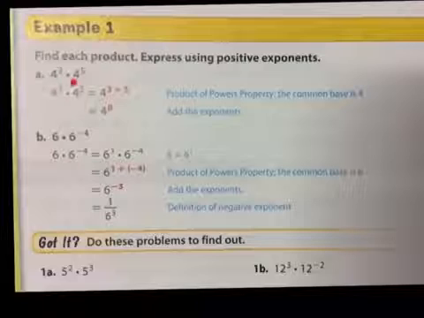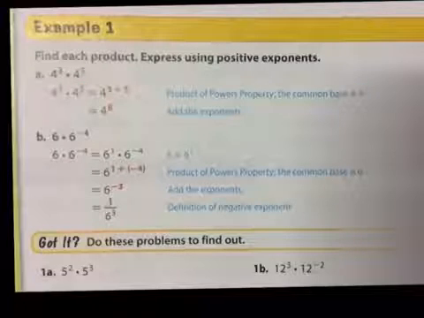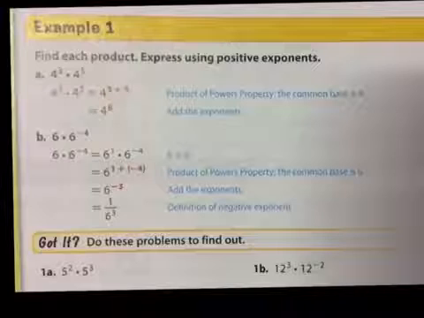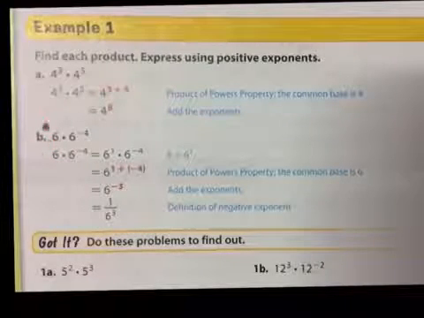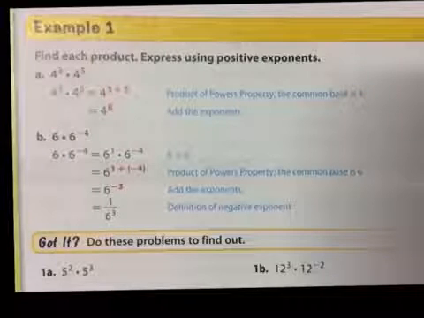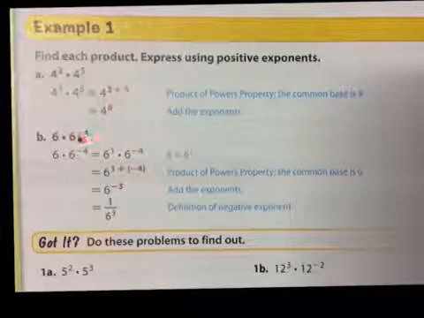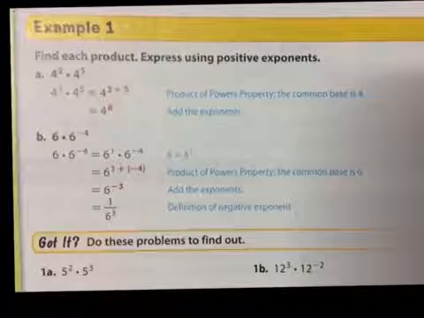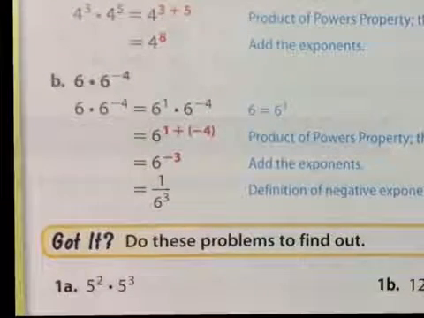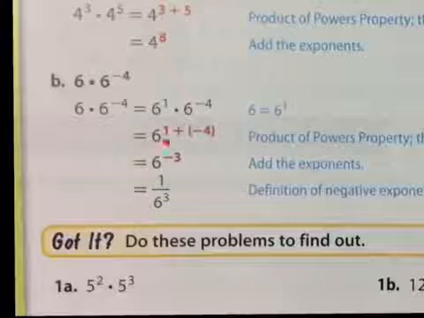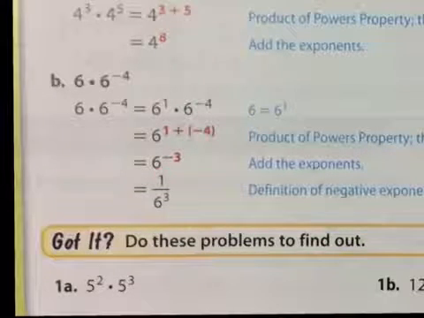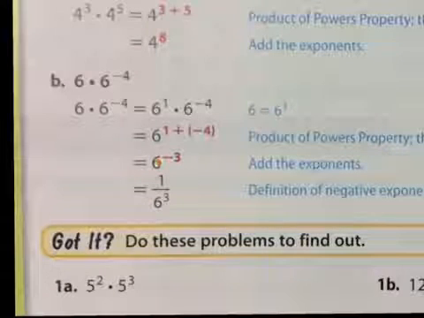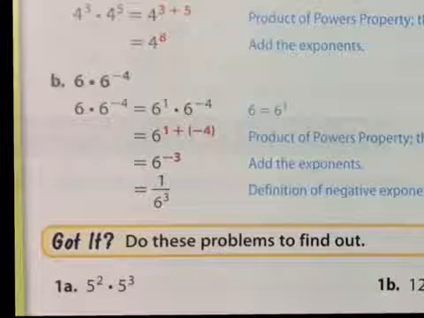Look at example 1. We have a base of 4 on both sides, and we have the exponent of 3 and the exponent of 5. So we just add them, and we have 4 to the power of 8. Here we have 6 to the power of 1, really, but we don't write the 1, and then 6 to the power of negative 4. We work with these as if we were adding integers. So when we have 1 plus negative 4, we're going to have negative 3. And there you go. It's 6 to the power of negative 3, or you can write it as 1 over 6 to the power of 3, just like we did in the last lesson.